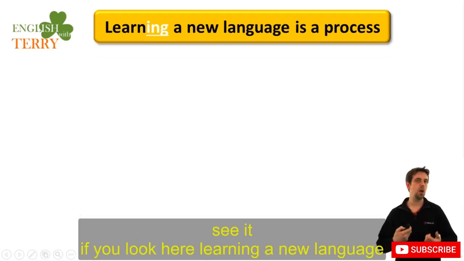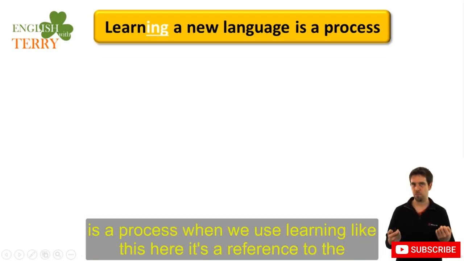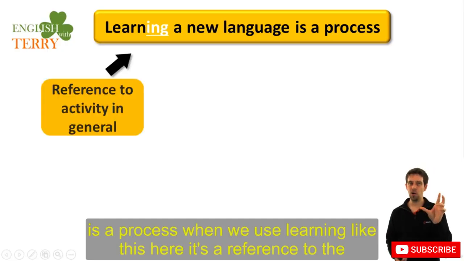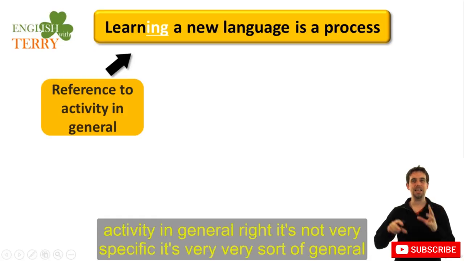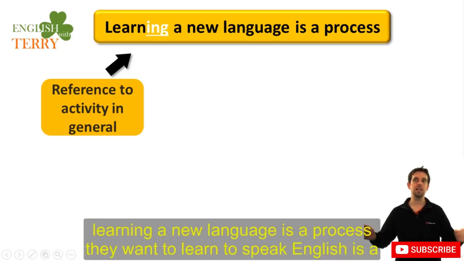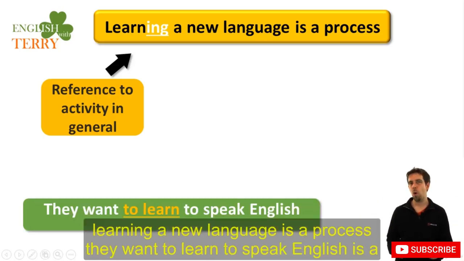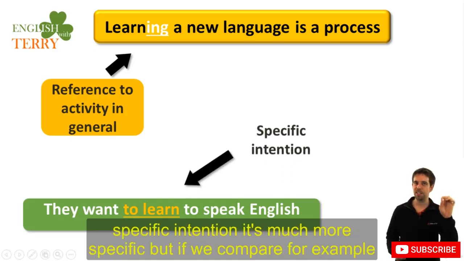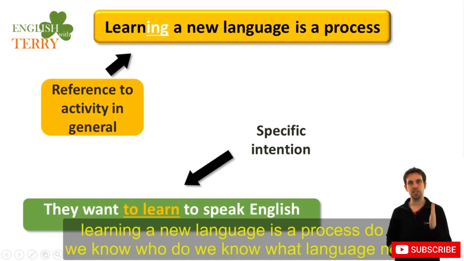Can you discover it? Can you see it? If you look here, learning a new language is a process. When we use learning, like this here, it's a reference to the activity in general, right? It's not very specific. It's very, very general. Learning a new language is a process. They want to learn to speak English is a specific intention. It's much more specific.